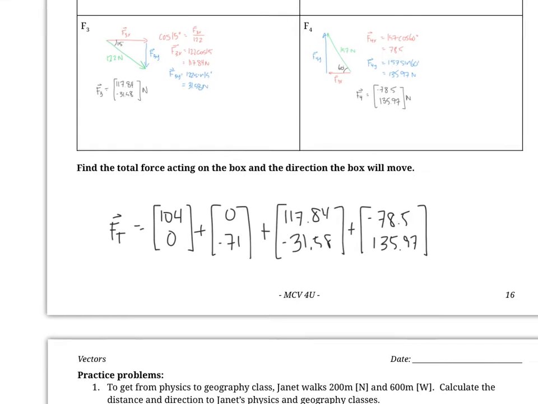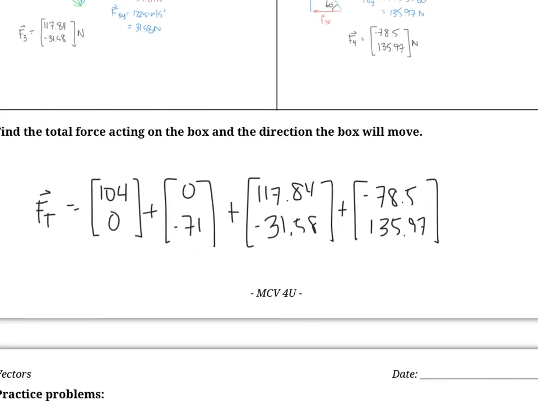Okay? Remember what we do when we add vectors. We can just add all the x components together, and we have to add all the y components together to get our answer. Careful with those negative signs. We need to make sure we include them when we're doing it. So try it yourself, add up the x, add up the y, and I'll be right back with the answer.